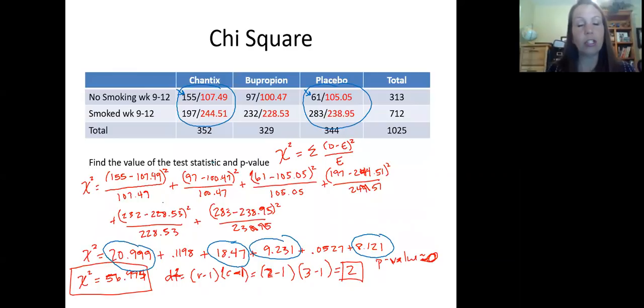So when you're looking at your conclusion for chi-square, you should really do both. You should look at the p-value and say, okay, do I reject or fail to reject? And then look at the details and say, okay, we can tell from our table that Chantix was the best at getting people to stop smoking, placebo was the worst, or something like that.